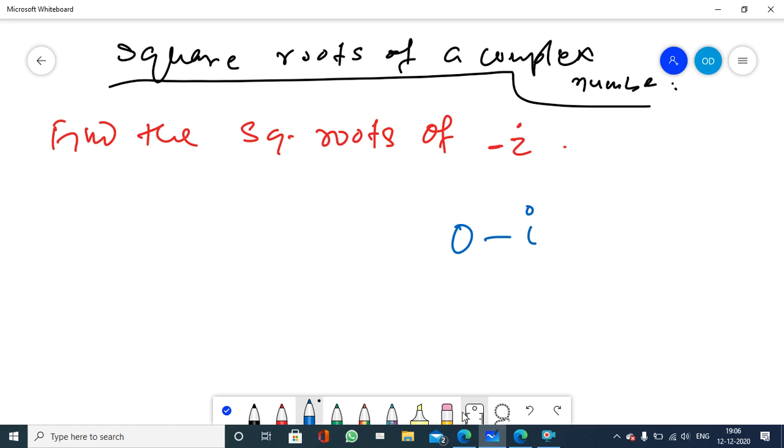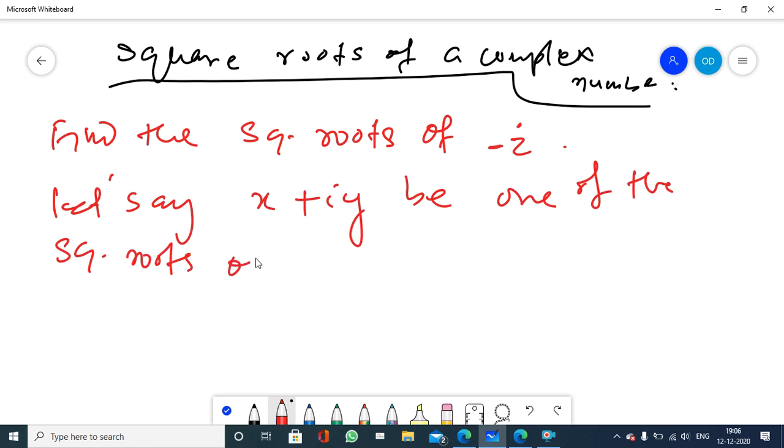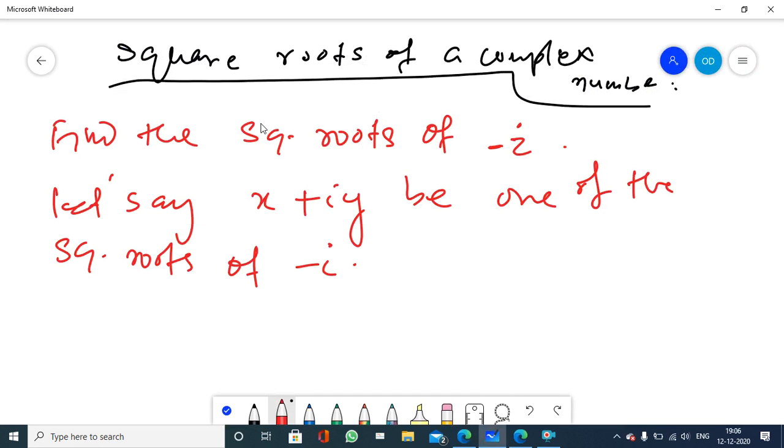So let's just assume, let's say x plus iy be one of the square roots of minus i. You know that just like in the case of real numbers, every real number has two square roots, similarly a complex number also has two square roots. So let's say x plus iy is one of the square roots of minus i. Got my point so far?